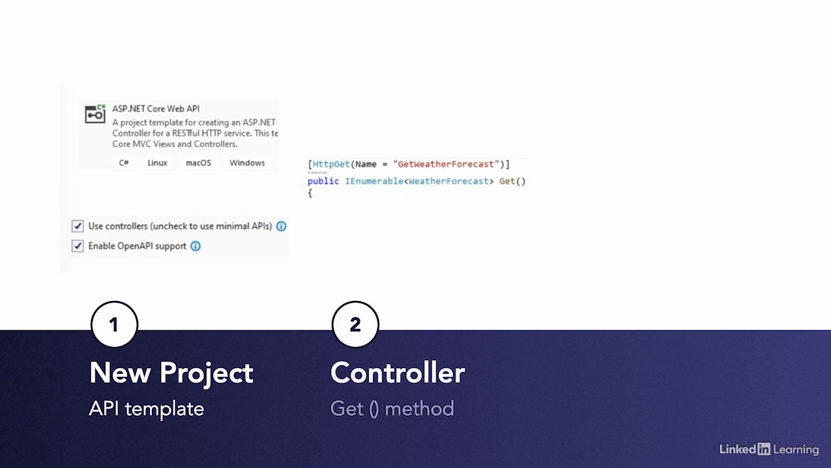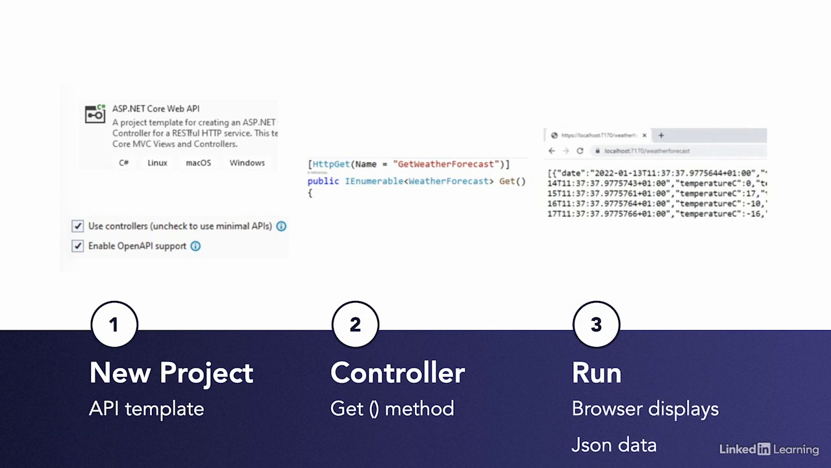The created project had a controller, and the controller had a method called get, and that then contained the implementation to, well, basically create 5 totally random weather forecasts. And once we ran this, the browser showed us some JSON data with the information created in the controller.